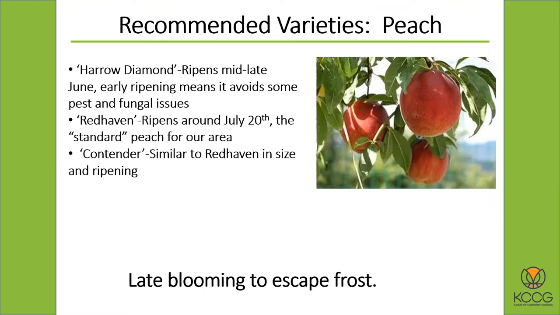And so these varieties that we like, Haro Diamond is one that was bred out of Canada. And it's one of the earliest peaches for us. Now, what it means to be an early peach is the fruits are going to be a little bit smaller because they haven't had as long of a time to be on the tree. But what it also means is that it avoids some of the pest issues that are associated with peaches. Peaches succumb to a number of different pests, being a soft-bodied fruit. They also succumb to tree borers, which is a whole separate issue.